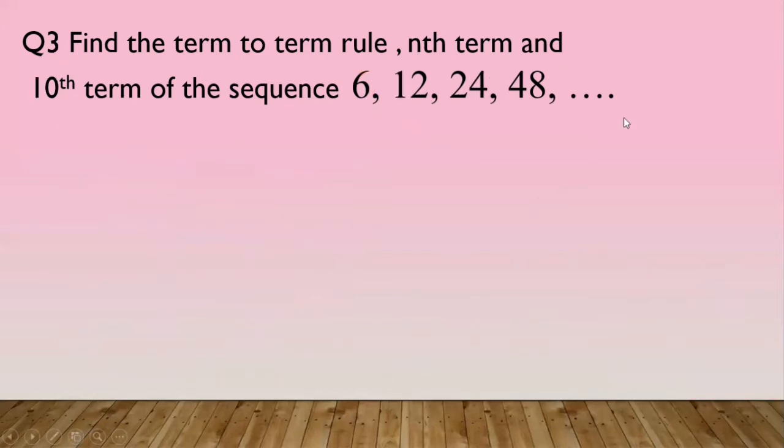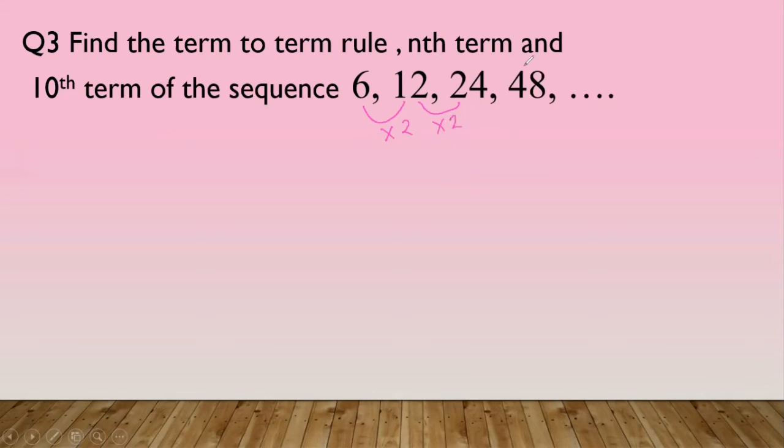Okay, so now what is happening here? Find the term to term rule, nth term and 10th term of the sequence 6, 12, 24, and 48. Tell me what type of sequence it is. Yes, what type of sequence is it? What is happening here every time? So to go to the next term, we are multiplying by 2.